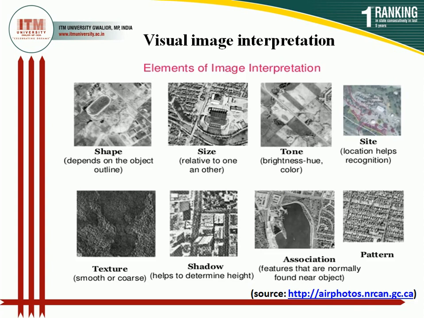So here are some elements of visual interpretation. The elements of visual interpretation include shape, size, tone, site, texture, shadow, association, and pattern. Among all eight elements, all are image elements, and this one is the terrain element.